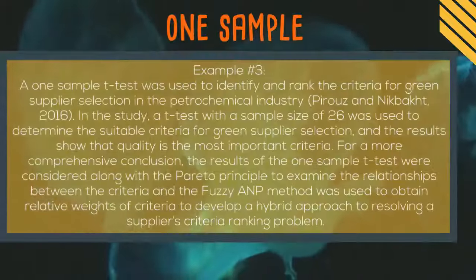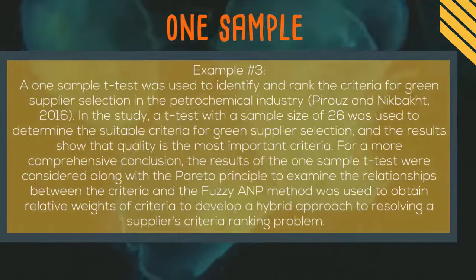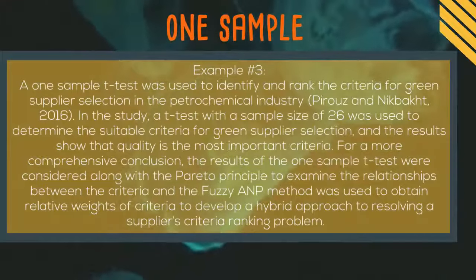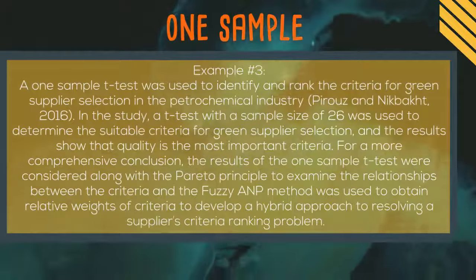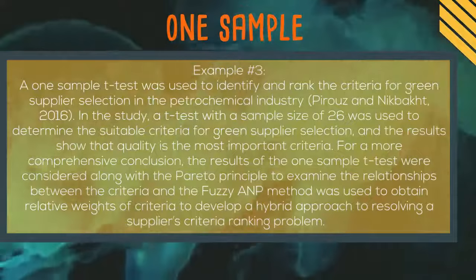In research, a one-sample t-test was used to identify and rank the criteria for green supplier selection in the petrochemical industry, and the results show that quality is the most important criteria. Researchers combined the t-test results with other scales to develop a hybrid approach to resolving a supplier's criteria ranking problem.